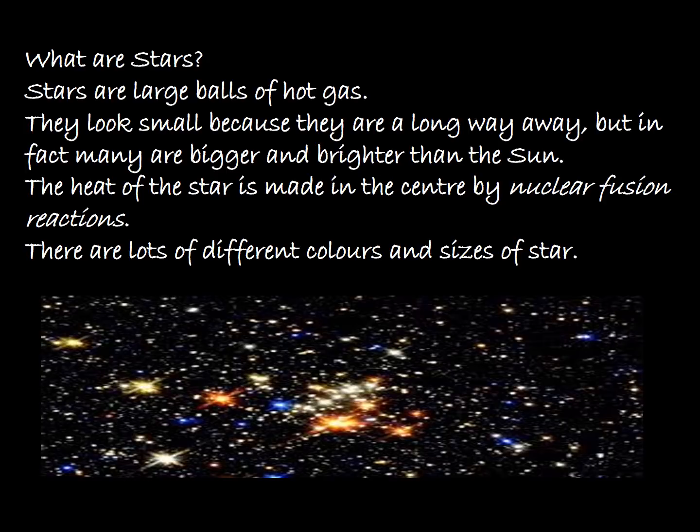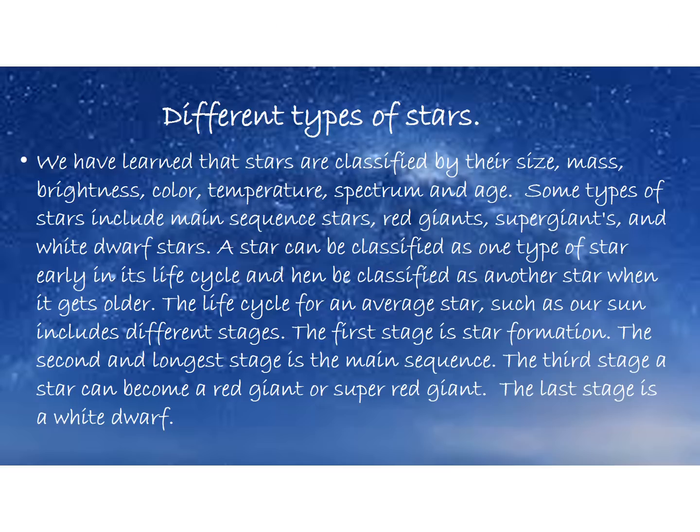The heat of a star is made in the center by nuclear fusion reaction, and because of the different types of chemicals that make up a star, we have different colors and sizes of stars. So we have learned that stars are classified by their size, mass, brightness, color, temperature, spectrum, and age. Some types of stars include main sequence stars, red giants, supergiants, and white dwarf stars. A star can be classified as one type of star early in its life cycle and then be classified as another star when it gets older.